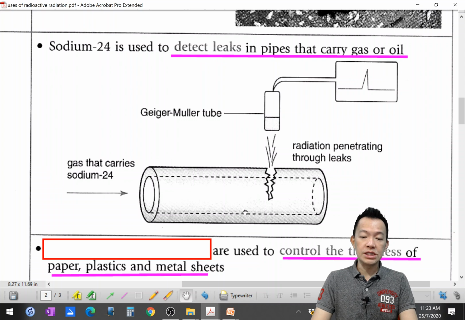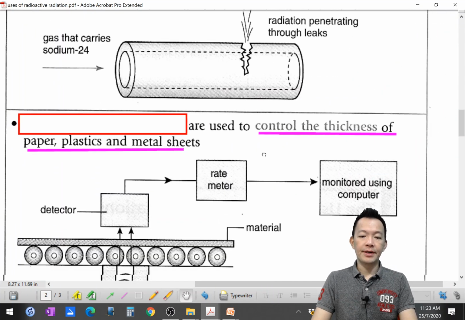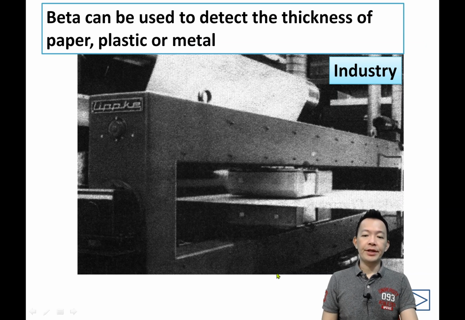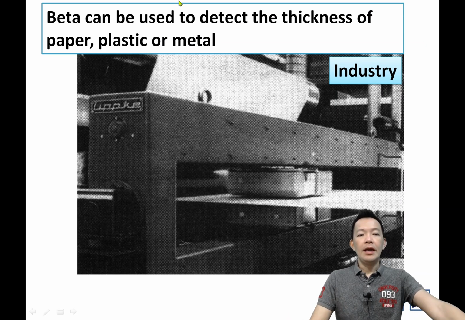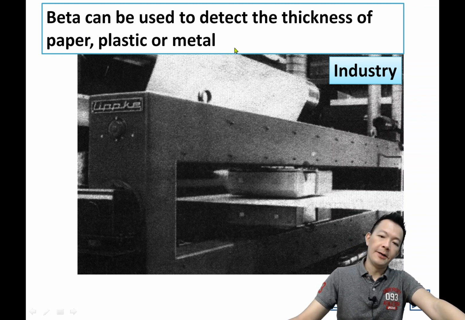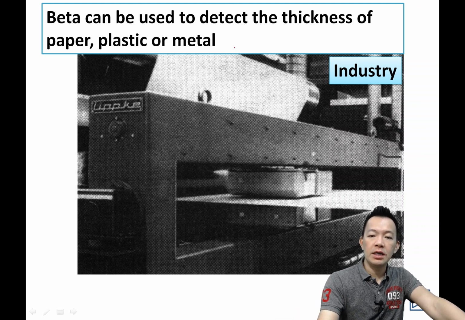So 找寻地底下破掉的 pipe，它这边一漏出来，放射线就多，对不对？它就会感应到。OK，还能做什么呢？OK，再来，industry 在工厂里面，radioactive can do what？OK。Beta can be used to detect the thickness of the paper, plastic or metal. 什么意思？Okay. So now they say this factory making A4 paper.